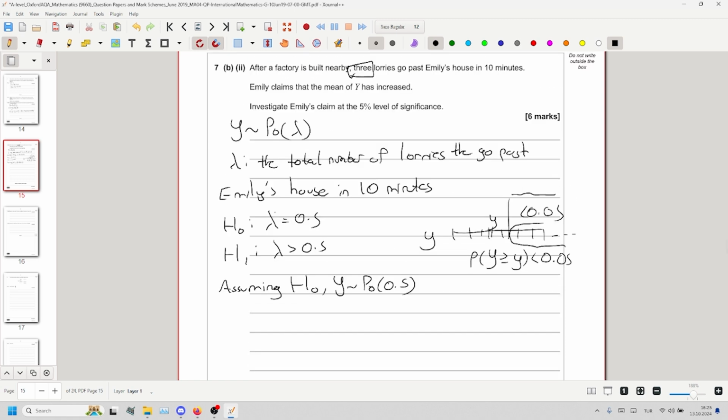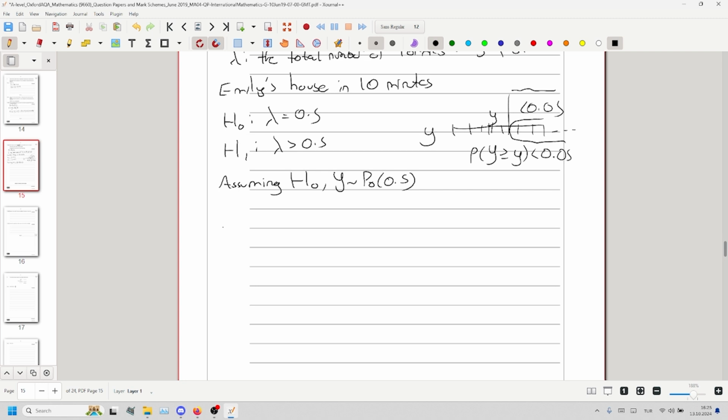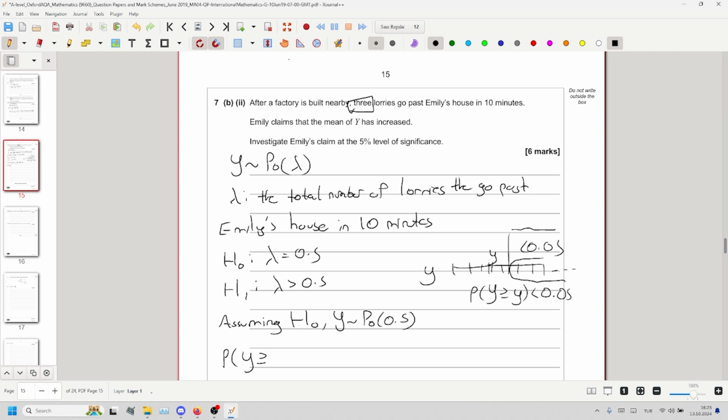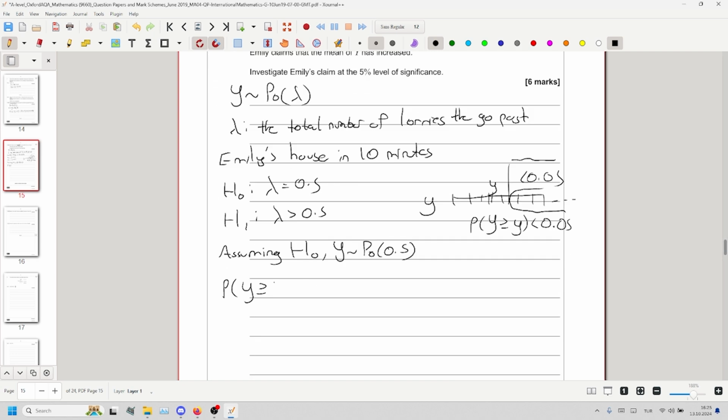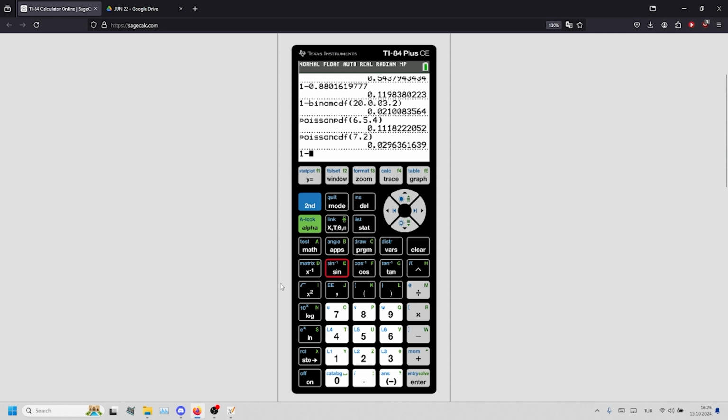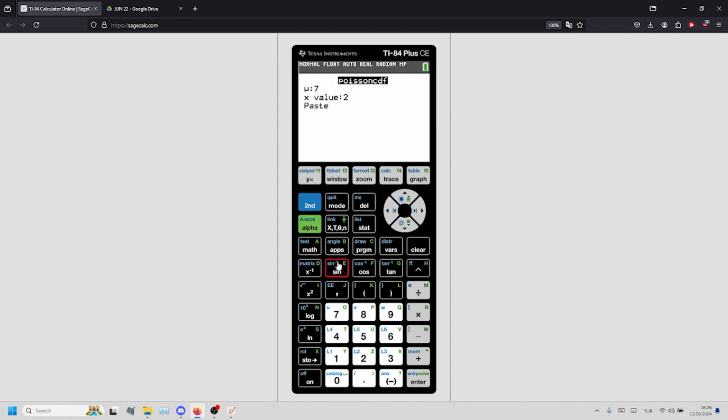So let's quickly test that. We need to find the probability that y, our test statistic, is greater than or equal to our test value, which is 3. That is 1 minus the probability that y is less than or equal to 2, because it's going to be 3, 4, and onwards, so we have to subtract the first 2. Let's quickly calculate it: 1 minus the Poisson CDF with mean 0.5 and x value of 2.